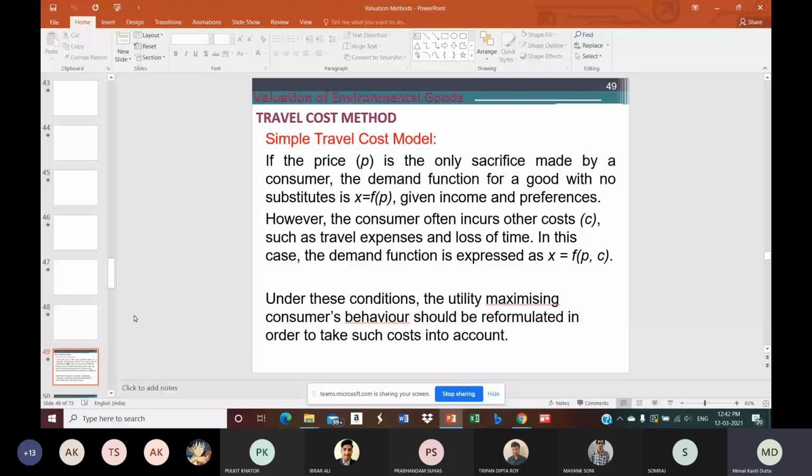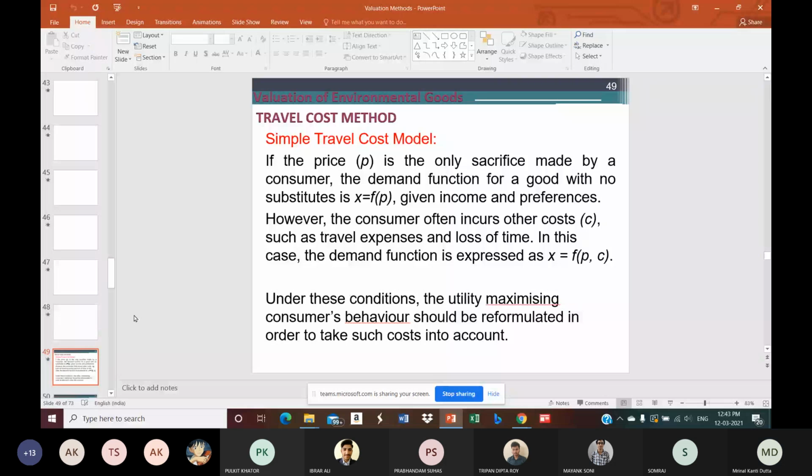But of course, the consumer often incurs other costs. It's not only the price for visiting. Other costs might be there, for example travel expenses and loss of time. Travel expense obviously will be part of the price. The loss of time is not normally considered to be part of price. If you take those things into account, the demand function will be something like this: X is a function of price and other cost. Obviously, we try to find out the maximum satisfaction or maximum utility of individuals as consumers.